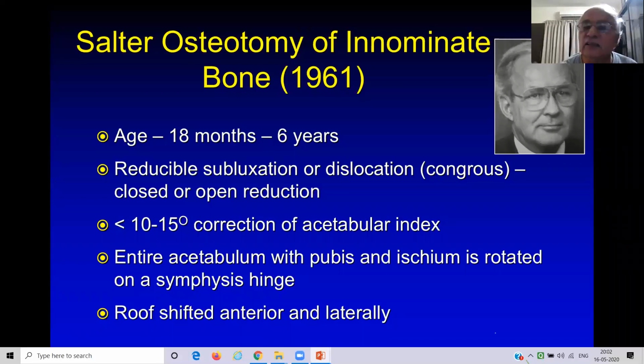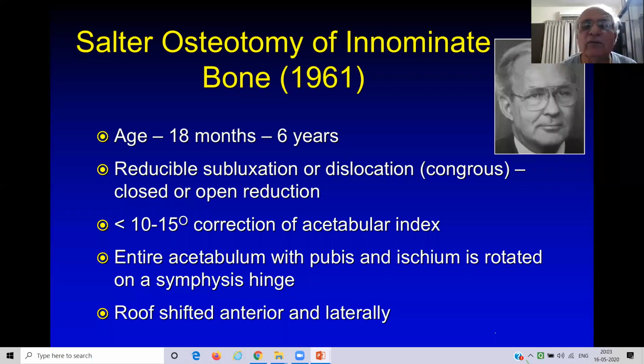And it is another important thing. Roof is shifted anterior and lateral. That's why this osteotomy cannot be done in paralytic dislocations, because it does not cover the posterior part and the medial part. So it is very important that the roof is shifted anterior and lateral. That is the only cover you are going to achieve. So age is a limit. Reducible, it is better. We cannot do a correction of more than 10 to 15 degrees of acetabular index.